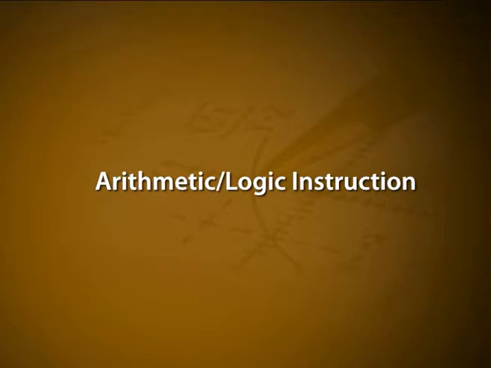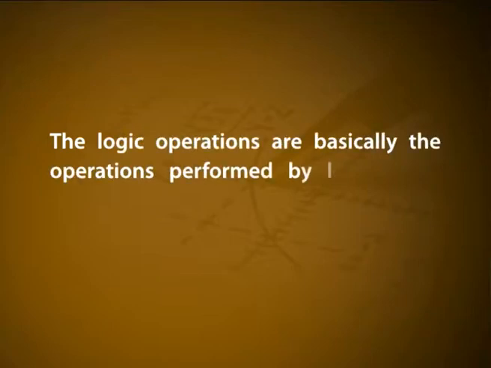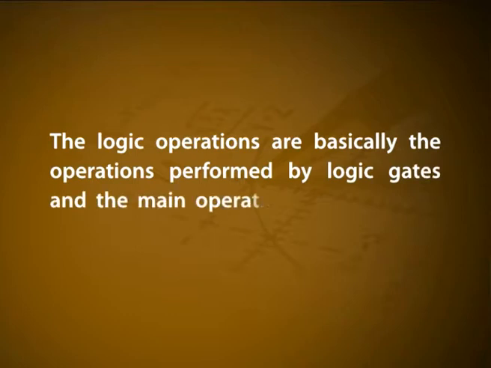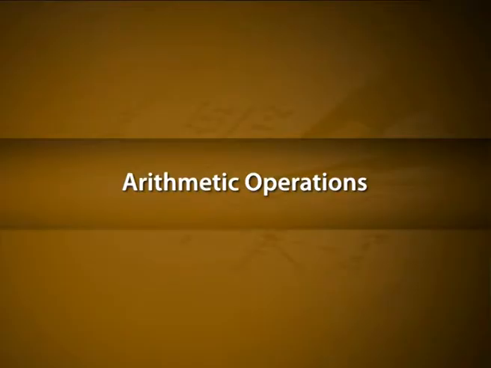Arithmetic and logic instructions. These instructions consist of arithmetic, logic and shift operations. Arithmetic operations can be applied on numerical values to add, subtract, multiply or divide. The logic operations are basically the operations performed by logic gates, and the main operations are AND, OR, NOT and XOR. Moving the bits within registers is commonly referred to as shift or rotate operations.